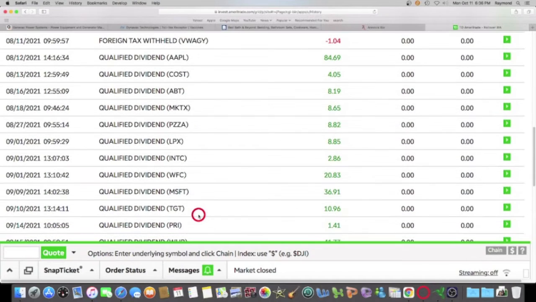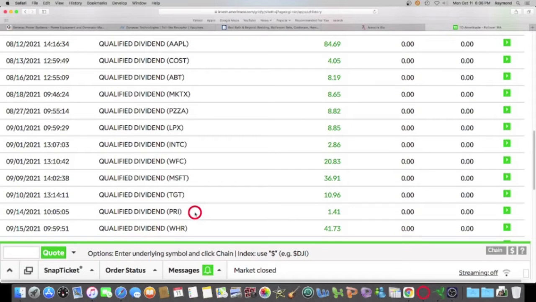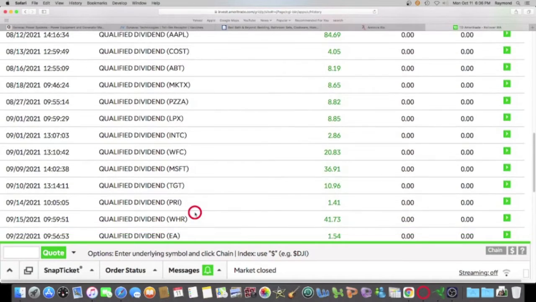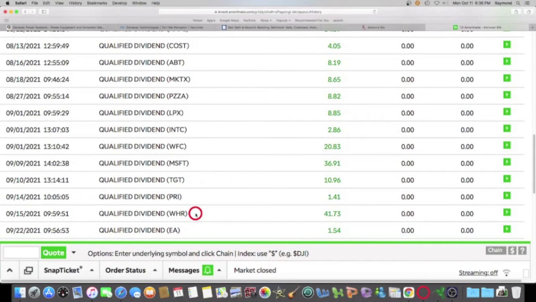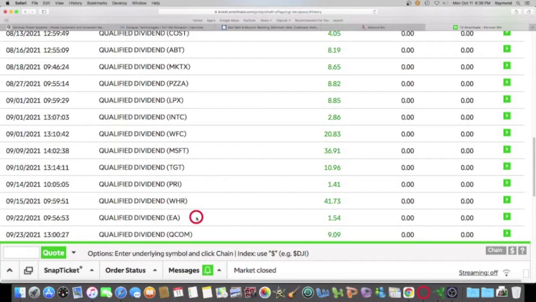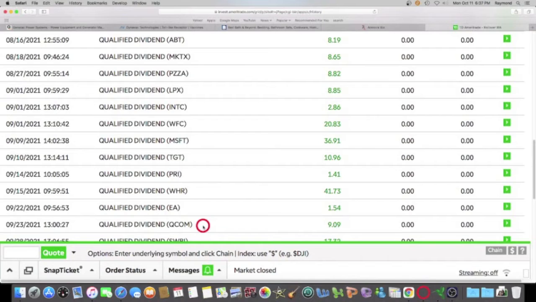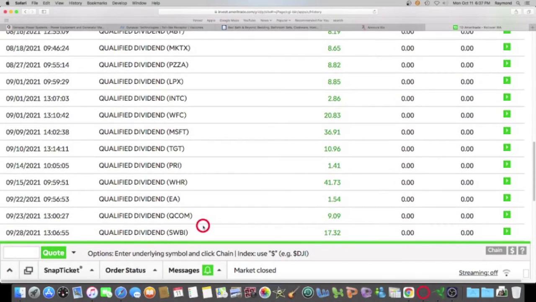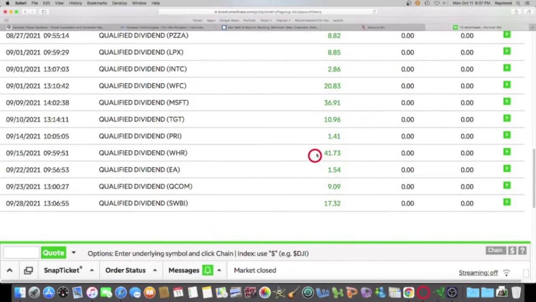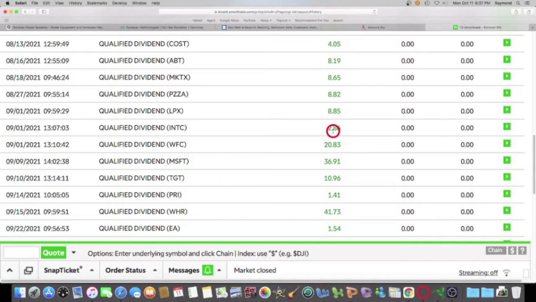MSFT, Microsoft. TGT, Target. PRI, this is Primerica. WHR, this is Whirlpool. EA, Electronic Arts. QCOM, Qualcomm. SWBI, Smith & Wesson. And the total right here in this column is $269.80. This is the dividends that I received in the last 2 months.